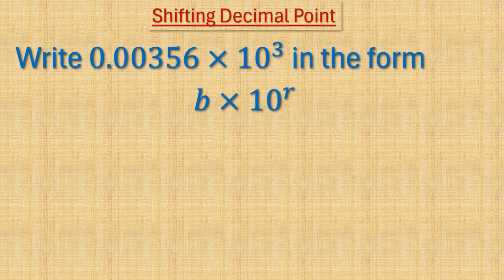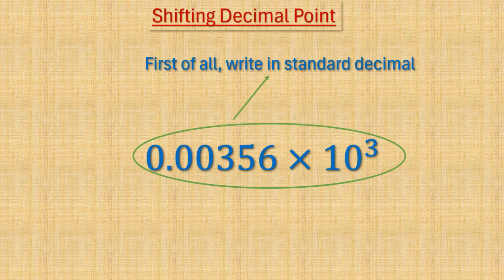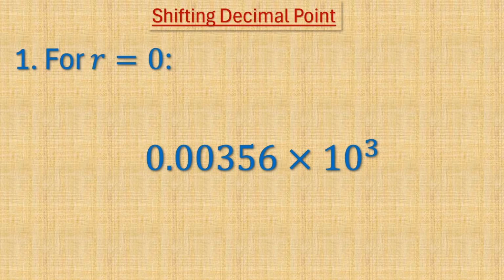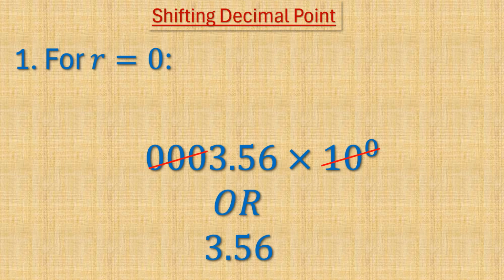Write 0.00356 times 10 cubed in the form b times 10 to the power of r, for the given values of r: 1, 0, 2, minus 5, 3, 6. First of all, write 0.00356 times 10 cubed in standard decimal. Thus, for r equals 0, we shift the decimal point 3 places to the right. The standard decimal is therefore 0003.56 times 10 to the power of 0, or 3.56.